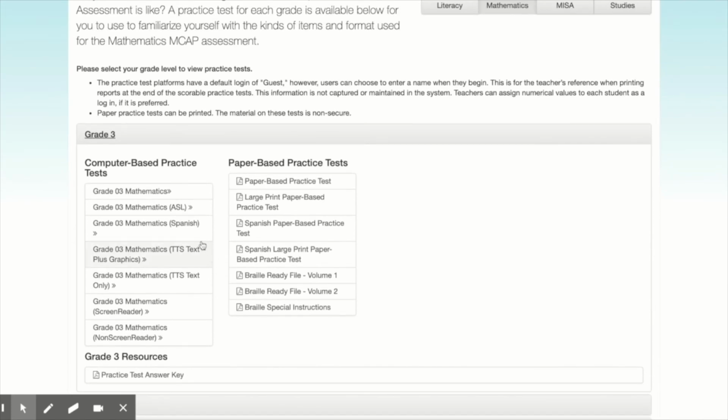Now here, we know that there are some different versions that we can have. The TTS, what this stands for is text to speech. So if your child gets text to speech, they're allowed to do this. This is where the question will be read to them. But since this is that introduction, let's just take grade 3. We're going to click on it. It's going to take you right to this page.